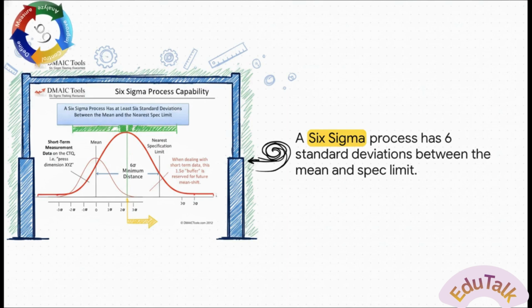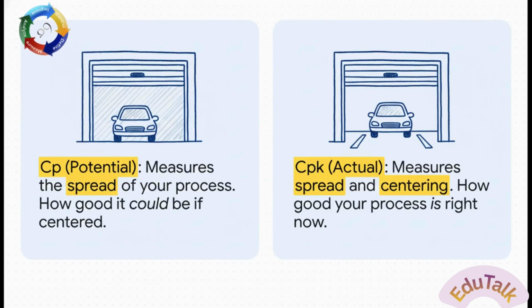See those wide lines on the sides? Those are your customer's specification limits. Think of them like the goalposts. The curve in the middle is your process. The name of the game is to have a narrow, consistent process that's centered smack dab in the middle of those goalposts. So to measure this, we use two key metrics, CP and CPK.